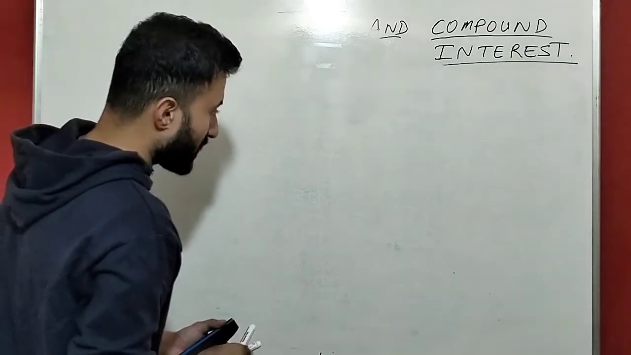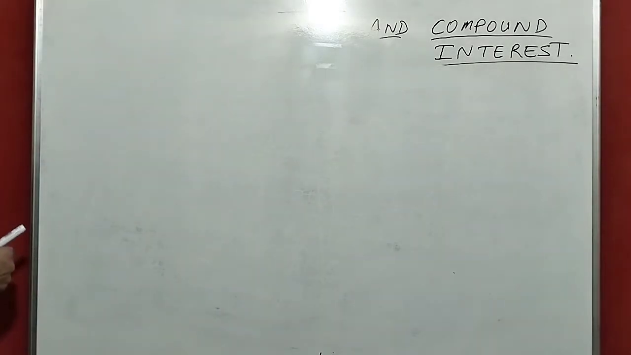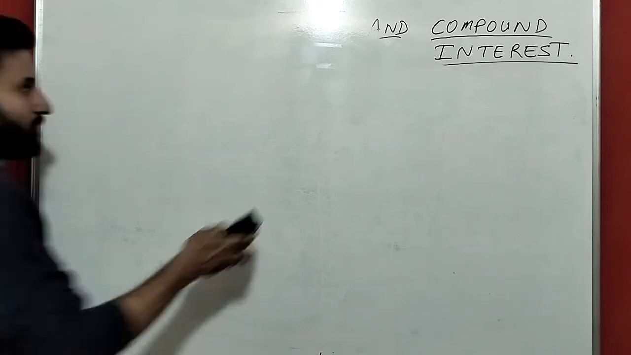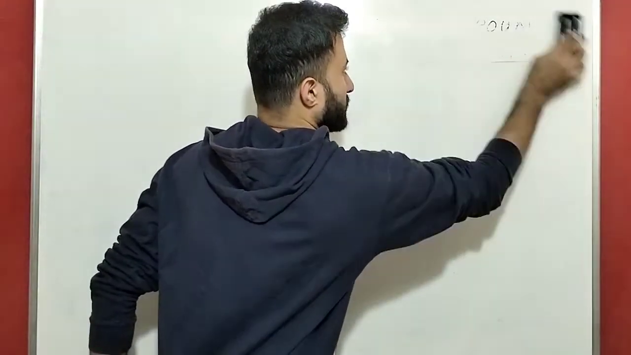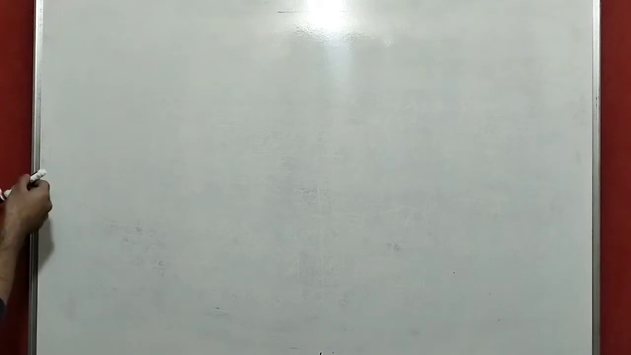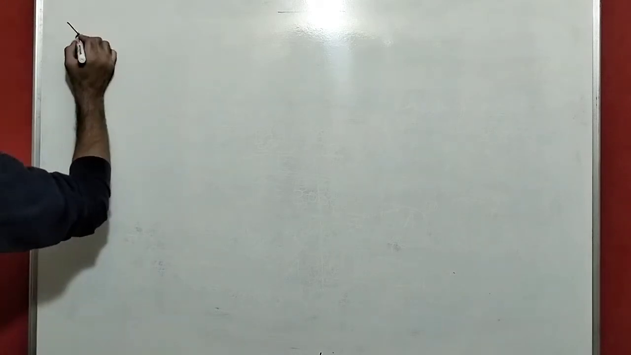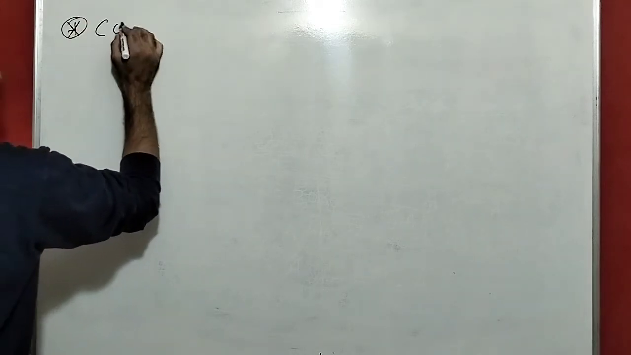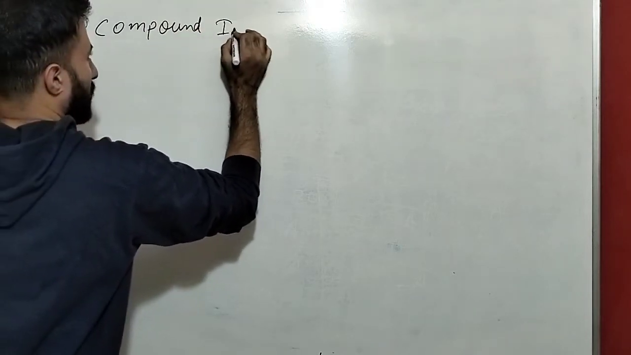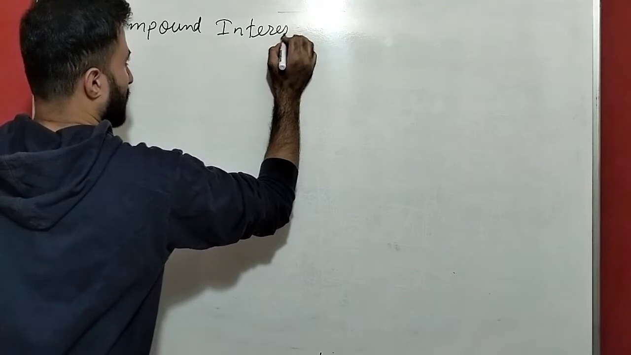Okay. Now give the next heading like this and write compound interest. Now we will write the formula for compound interest.